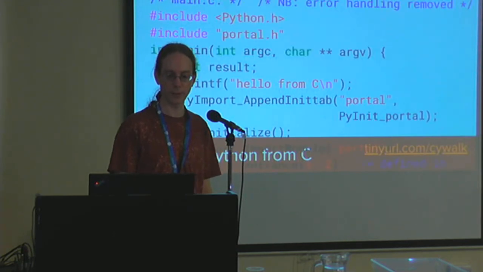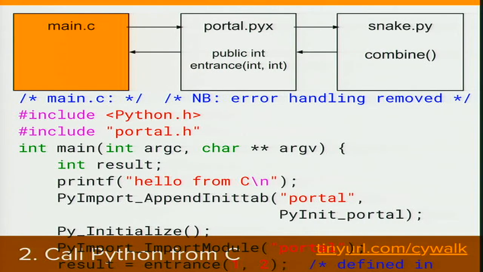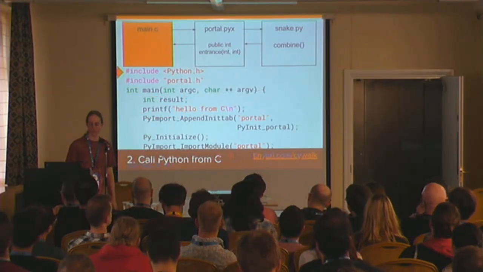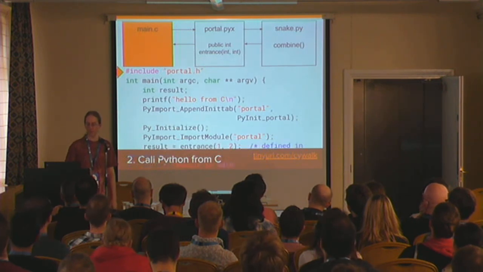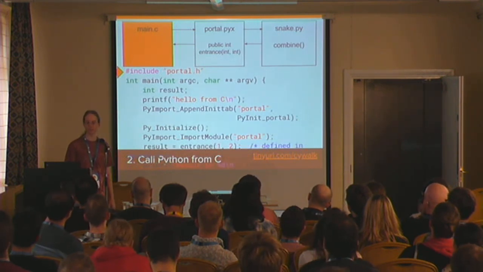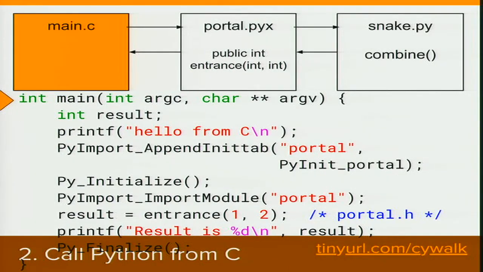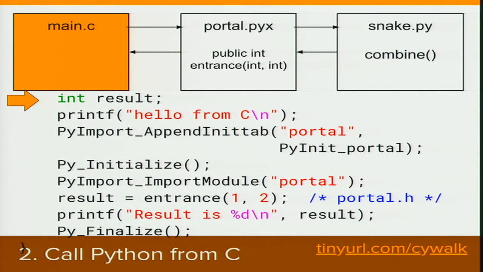So finally, let's have a look at main.c. And don't worry, this is the only C that's going to be in this presentation, and I'll go through it line by line. So first thing we do is include python.h, because we're using Python. Secondly, we'll include portal.h, which is generated by Cython from portal.pyx because we've declared a public method inside it. Int main is the entry point for command line programs into a C application. And then we also declare the result of the entrance/combine call as an integer.